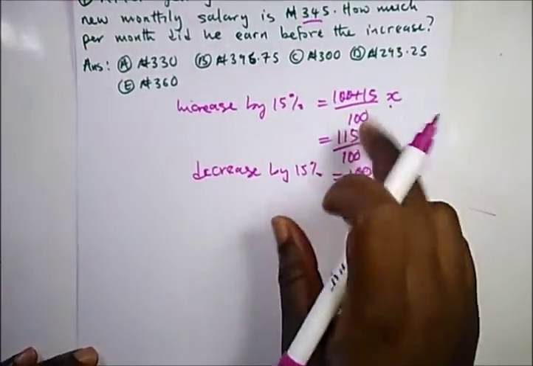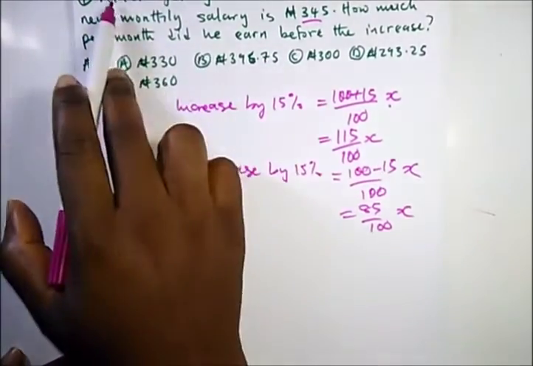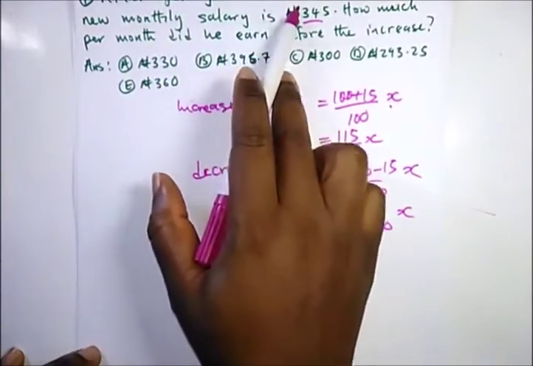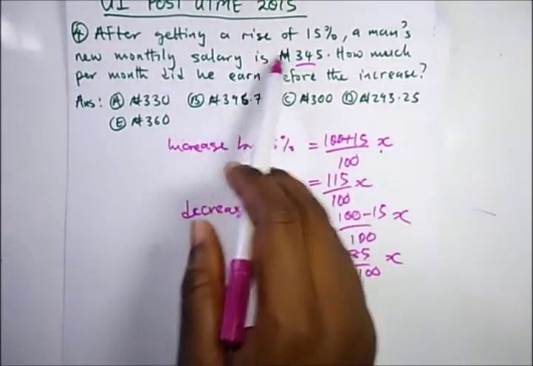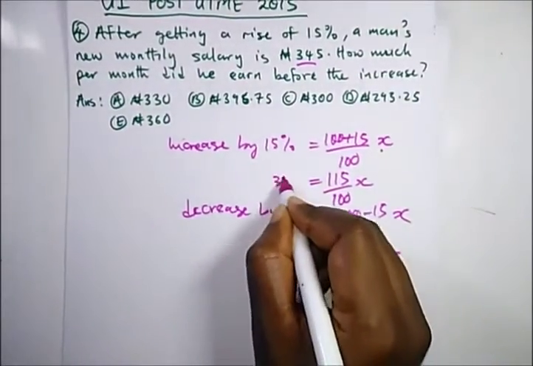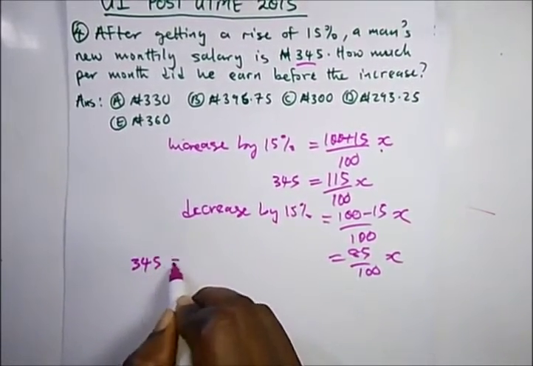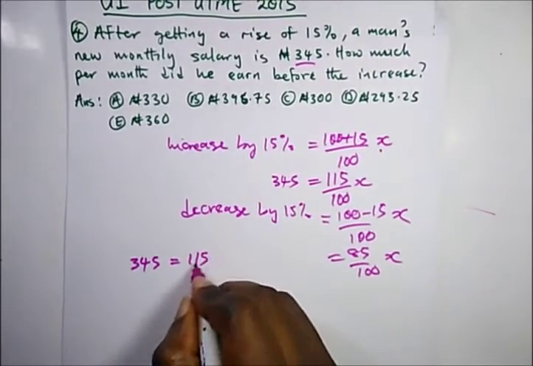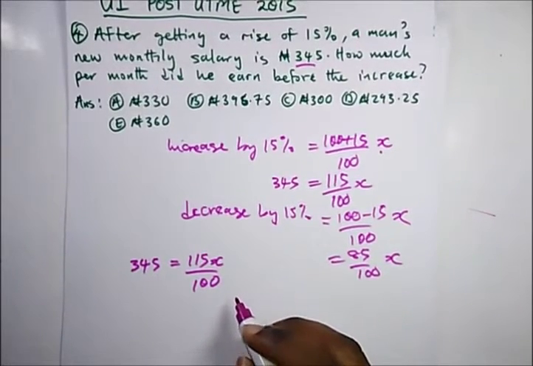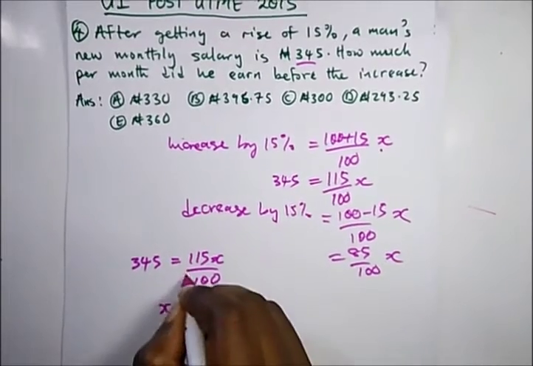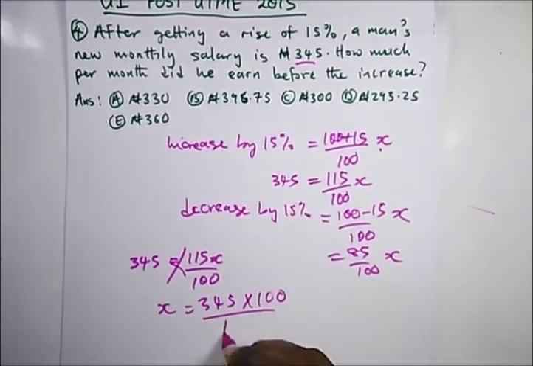So in solving our question, we're going to apply this. They say an increase by 15% is equal to this, and that's what we're given. After a raise of 15%, the man's new monthly salary is 345. That is, we've been given this amount, 345. So it will be 345 equal to 115x over 100. All we need to do here is cross multiply to find x. So x will be equal to 345 times 100 over 115.